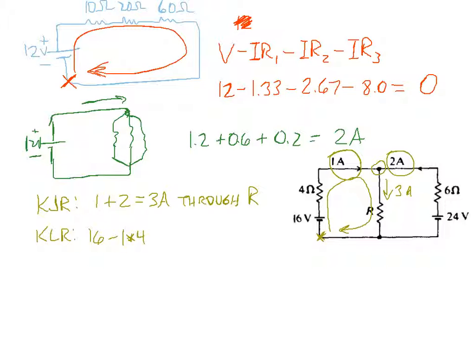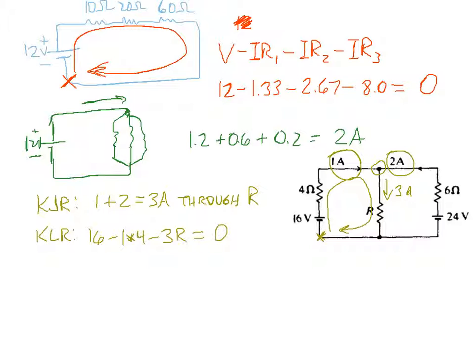Then as you keep on going, you pass through this other resistor, and that's going to be current of 3 times that resistance. So it's going to be minus 3 times R, and then that takes us right back to where we started. And we know that in a closed loop, it has to equal 0.